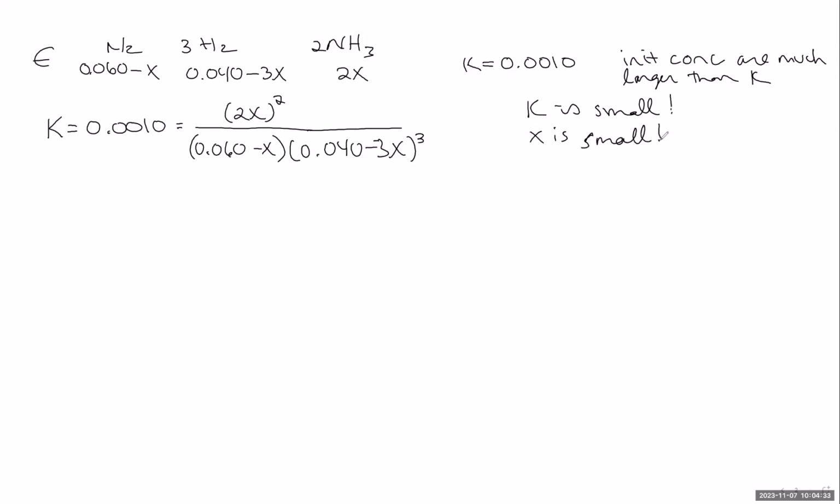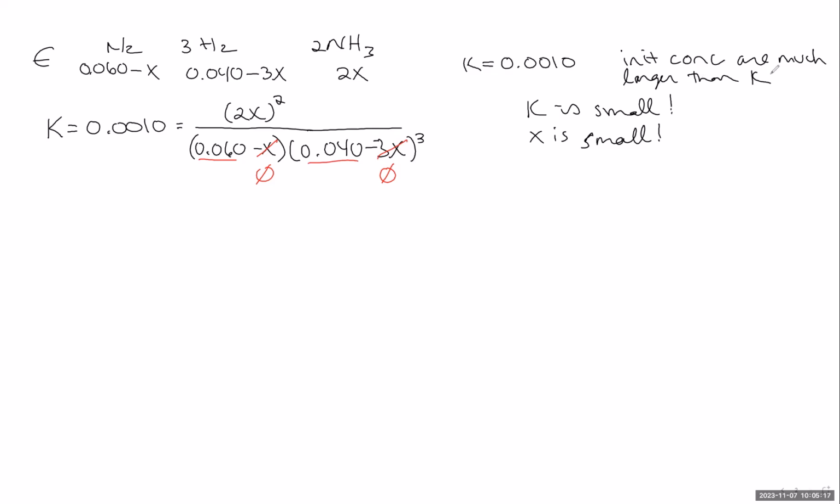Okay, so it's because the equilibrium constant is small, that means any amount of change is also going to be small. So what that tells us is that we can actually ignore, or basically put in 0 for, the x that is compared to an initial amount, okay? So in other words, this x is likely to be much smaller than 0.060 and much smaller than 0.040. So we can just put in 0 for that, and we can solve the problem and solve for this x.